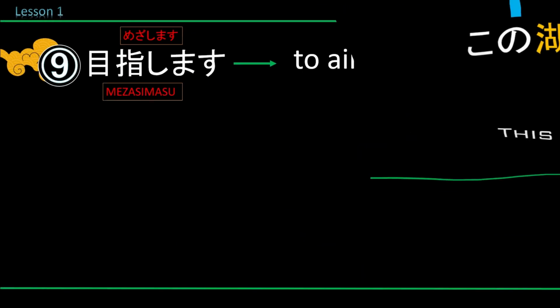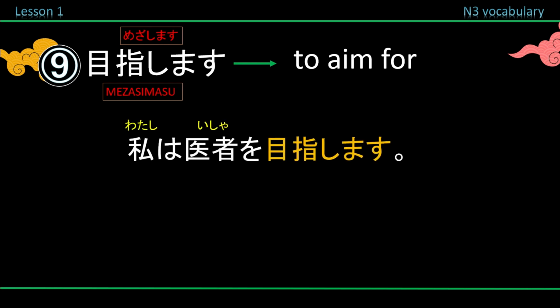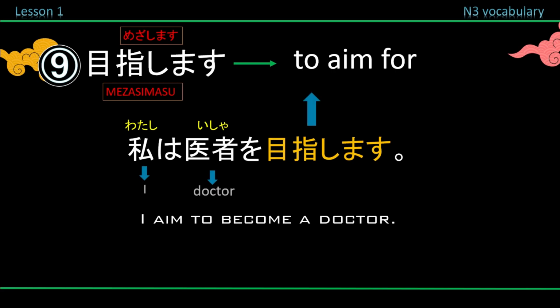Alright, next is mezashimasu. It means to aim for something or to have a goal. Here is an example sentence. Watashi wa isha o mezashimasu. This means I aim to be a doctor. So if you are aiming to be a doctor, then this is exactly how you say it. The meanings of words like watashi and isha are shown below. This verb is very commonly used when talking about dreams, careers, or future goals.